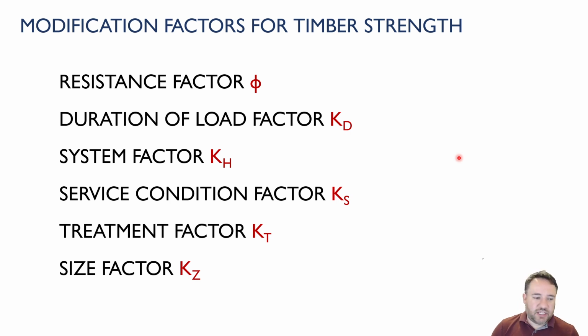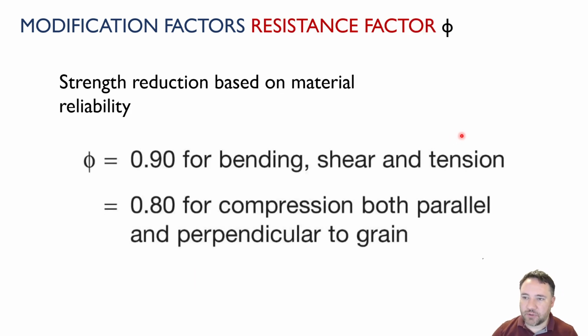Treatment factor is if I've treated the wood, the treatment process weakens the wood a little bit, so we have to account for that. And size factor is another thing that accounts for wood being a natural material, meaning that there could be defects and different natural things that affect the strength of that piece of wood. We're going to talk about these each in turn.